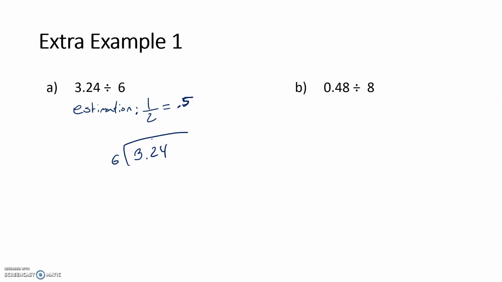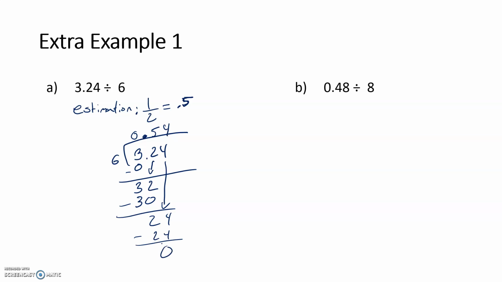All right, 6 goes into 3 0 times. 0. Decimal goes right above itself. Bring down the 2. 6 goes into 32 5 times. Down to 4. And 6 goes into 24 4 times. And so my answer is 54 hundredths. Once again, pretty close to my estimation.